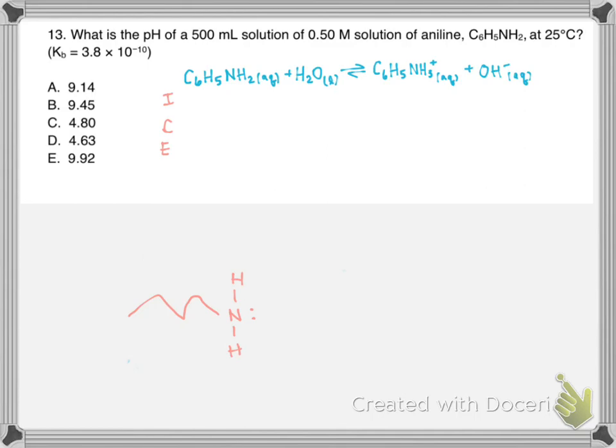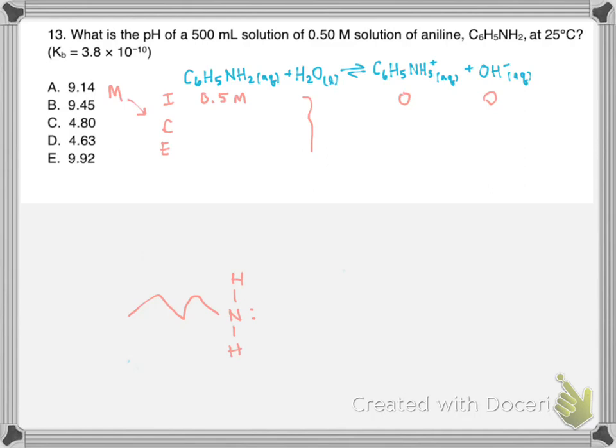Okay, and so for ice tables, we always put in molarity. So here the volume doesn't actually matter. We're just going to go ahead and use our 0.5 molar. We only need moles when we have some sort of reaction going on. We're going to ignore water, and we're not starting with any of that stuff.